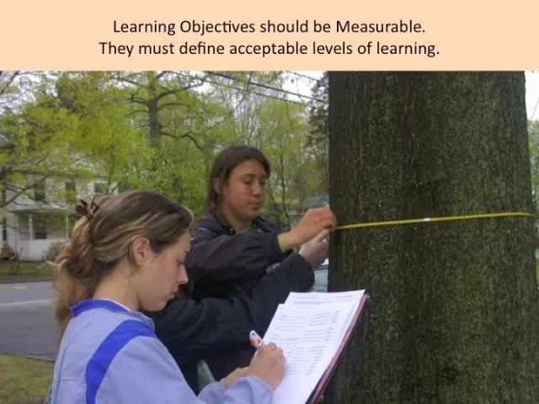Learning objectives should be measurable. They must define what is acceptable accomplishment and what level of learning is considered successful. These statements of success must be quantifiable. Learning objectives should establish concrete criteria for what students should know, be able to do, and understand. Measurable learning objectives state the outcomes that can be assessed in definite and specific ways.